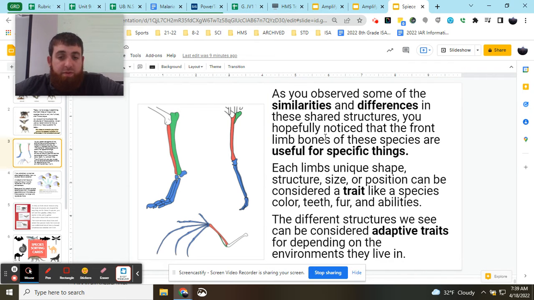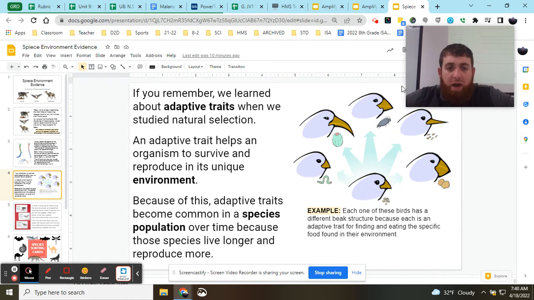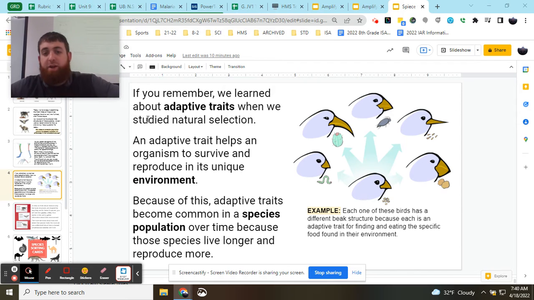So as you observed some of the similarities and differences in these shared structures, you hopefully begin to notice that these limb bones of these species are used for specific things. Each limb's unique shape, structure, size, position can be considered a trait. Just like a species' color, teeth, fur, and abilities are all traits as well. The different structures we see can be considered adaptive traits depending on the environment that they live in. Hopefully, that term sounds familiar. We learned a while ago about adaptive traits when we study natural selection. And we know an adaptive trait helps an organism survive and reproduce in its unique environment.